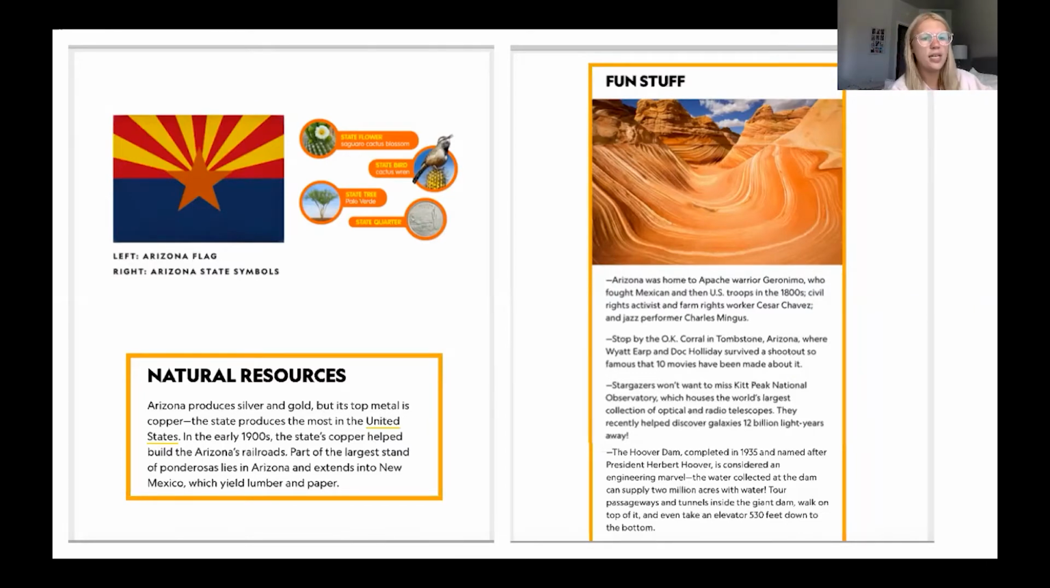So on the left, we have our Arizona flag, which I'm sure you are all familiar with. And on the right, we have some Arizona state symbols. We have our state flower being the saguaro cactus blossom, the state bird, the cactus wren, the state tree, the palo verde, and our state quarter.